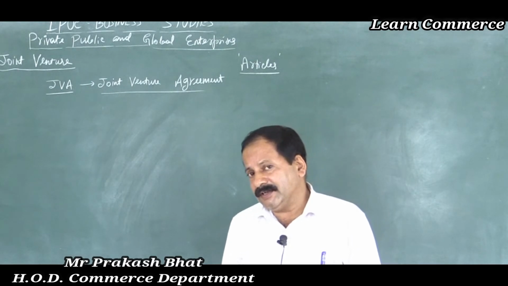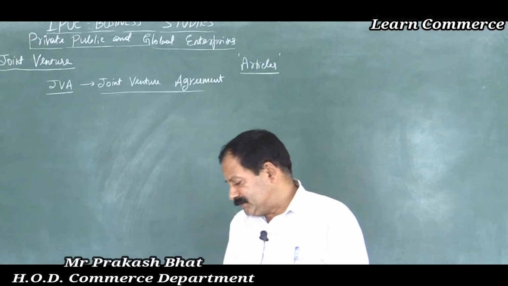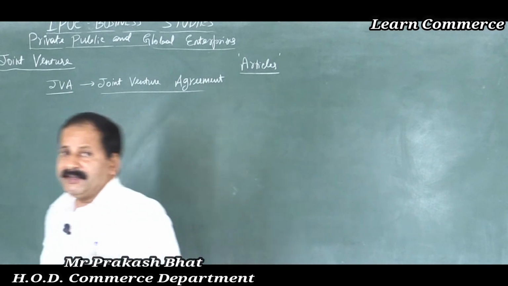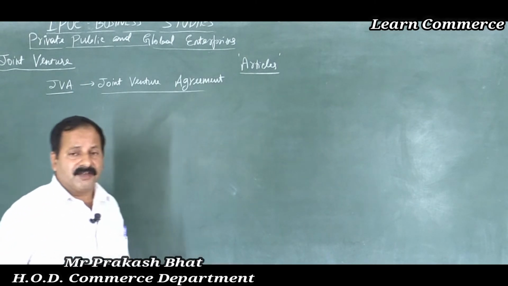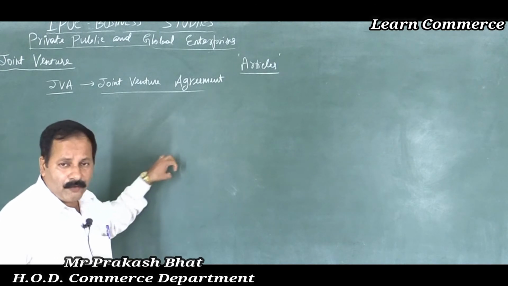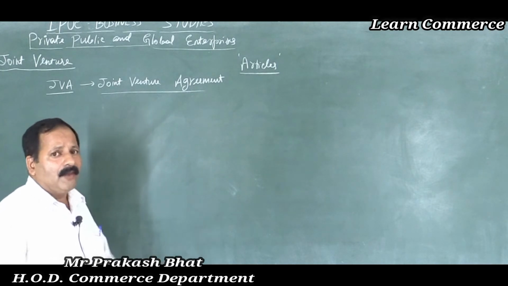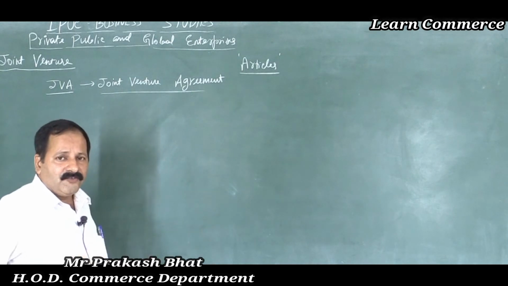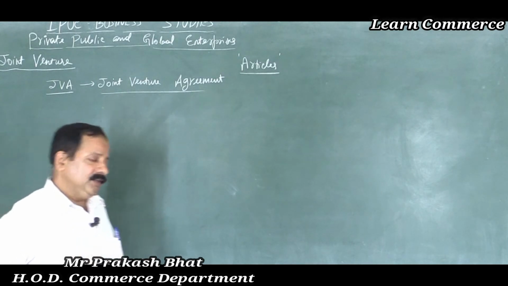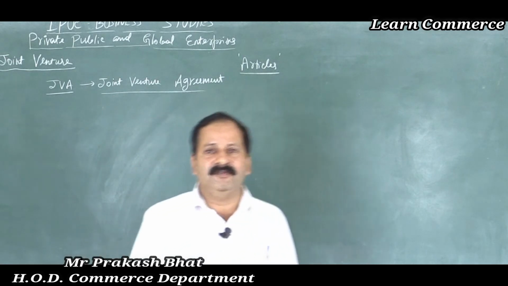So joint venture is a form of business ownership where two separate entities or business organizations come together, form an agreement and start a business, contribute all the resources and share the benefits of the venture. That is called joint venture.